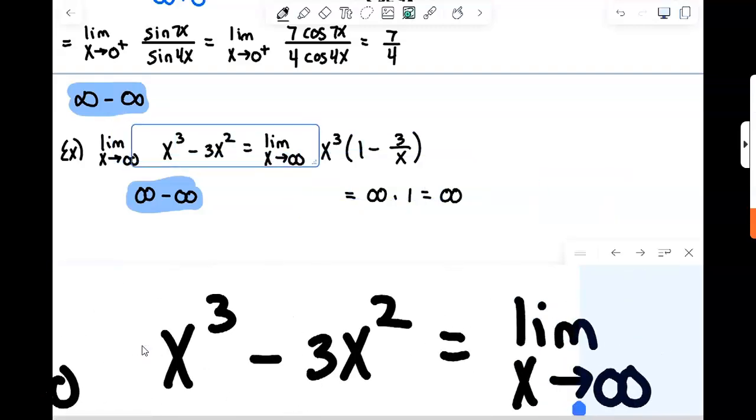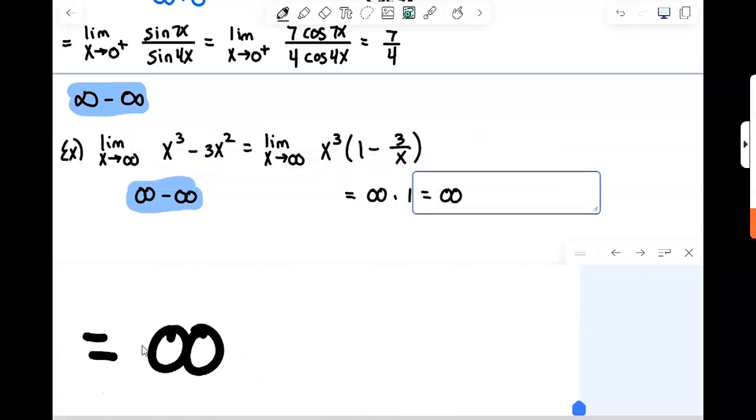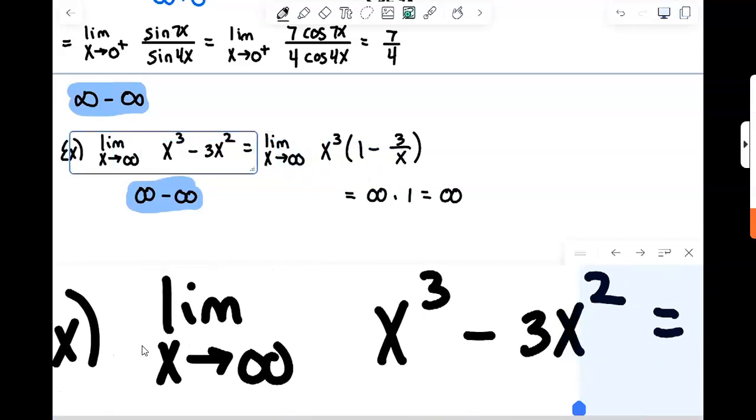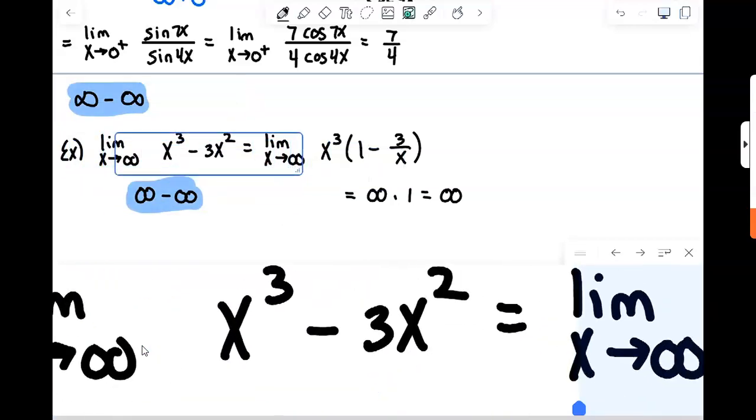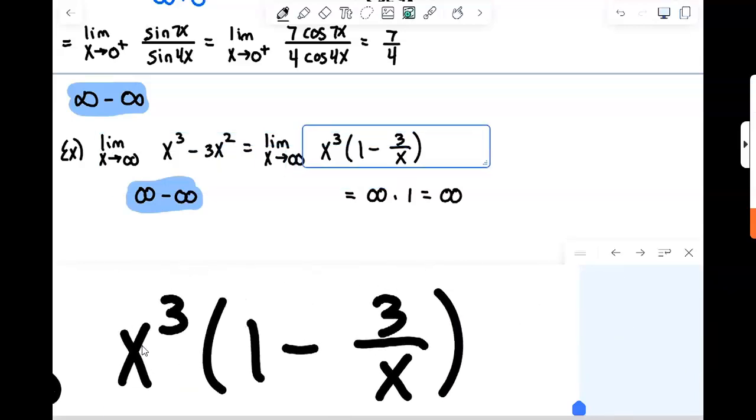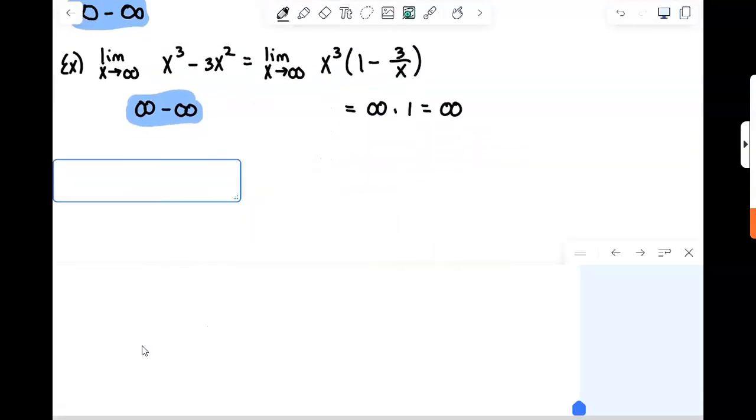Of course, that's something we already knew, that with a polynomial, the largest power dominates what's going to happen. But I just wanted to go through that limit because it is an example of an infinity minus infinity limit, and we're solving that one by factoring. Okay, so let's turn to one that's a little bit more complicated, but it uses the same kind of idea.